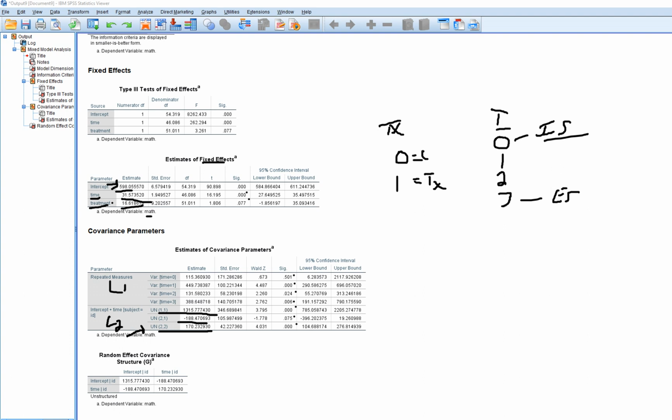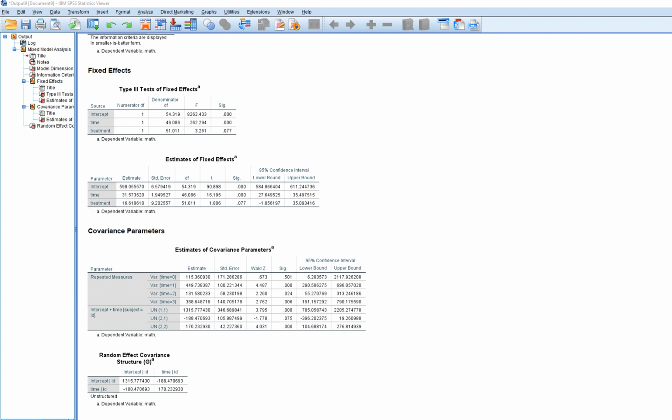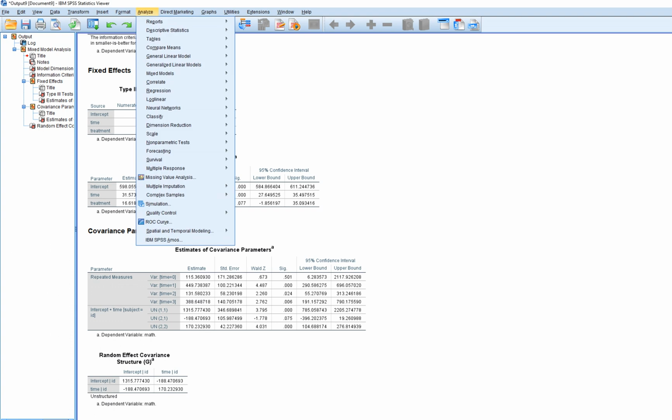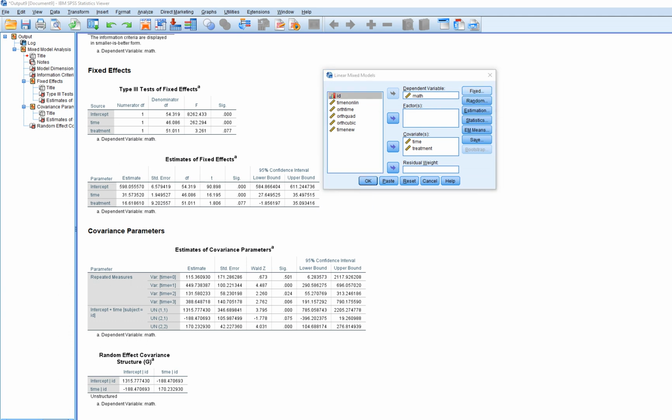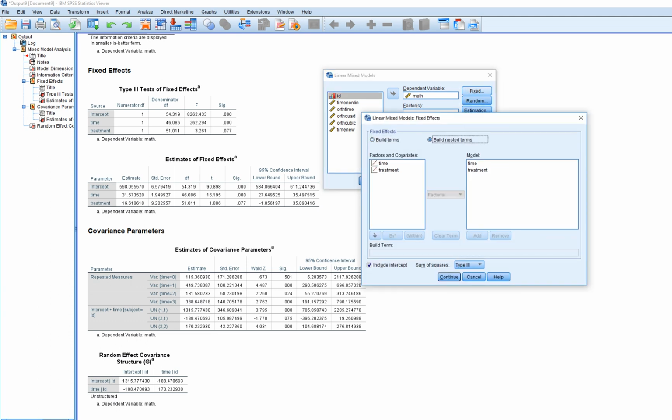So, given this finding with respect to the slopes, it makes sense to try to model predictors of the slopes, and this is where essentially the authors of the textbook picked up. So we'll go to mixed models and linear, and we'll leave everything as it was, but in this case we're going to click on fixed and click on build nested terms, and then we're going to move these variables down. We'll say time, then click by, and then treatment, and then click on add. And so now we have an interaction term.